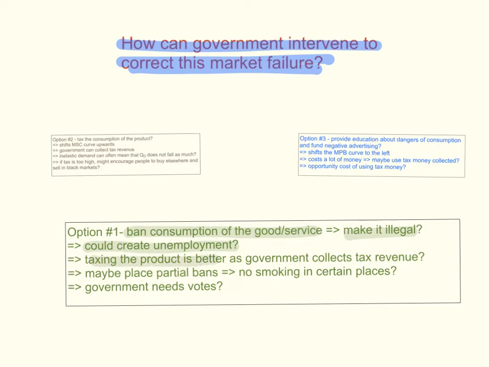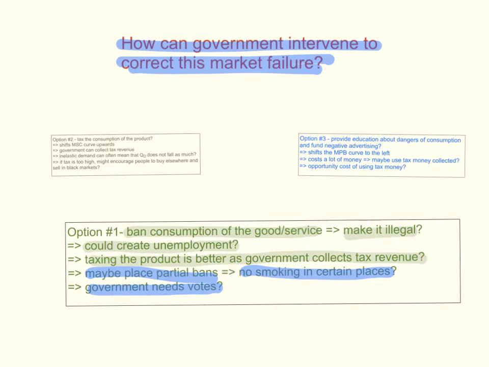Taxing the product is often better for the government because it allows it to collect tax revenue. And maybe it's better to place partial bans, like for example, banning smoking in public places. Also, the government at the end of the day needs votes, and smokers, well, they vote, and they might not be happy voting for a government that bans smoking. So this is the first option, an evaluation of it, looking at the strengths and weaknesses of that first option, which is to ban the consumption of the good or service as a whole.